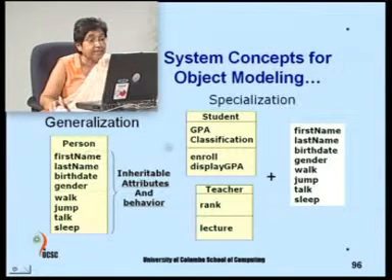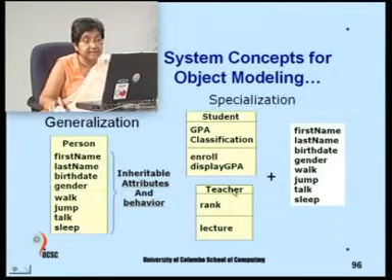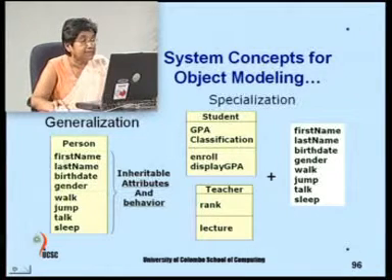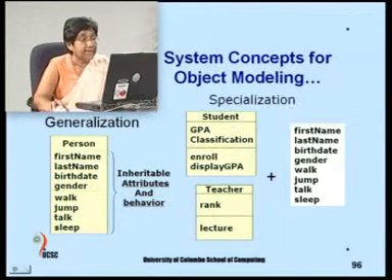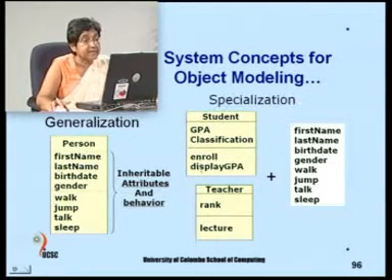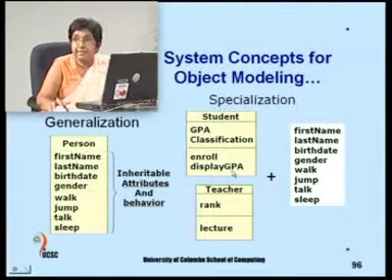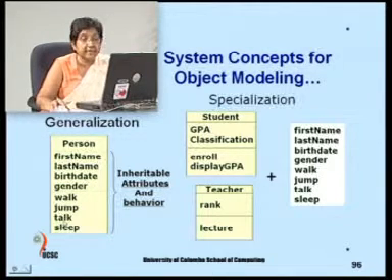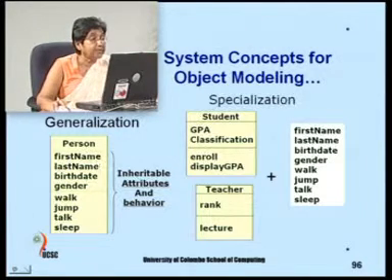What is available to the person can be inherited both by the student and the teacher. So, in addition to these attributes called GPA and classification, the student will inherit the first name, last name, birth date and gender as attributes, and the methods or the behaviors: student can enroll, student can display GPA. In addition to that, student can walk, jump, talk, and sleep. So, these are the behaviors that can be inherited by the student from the supertype of object called the person.